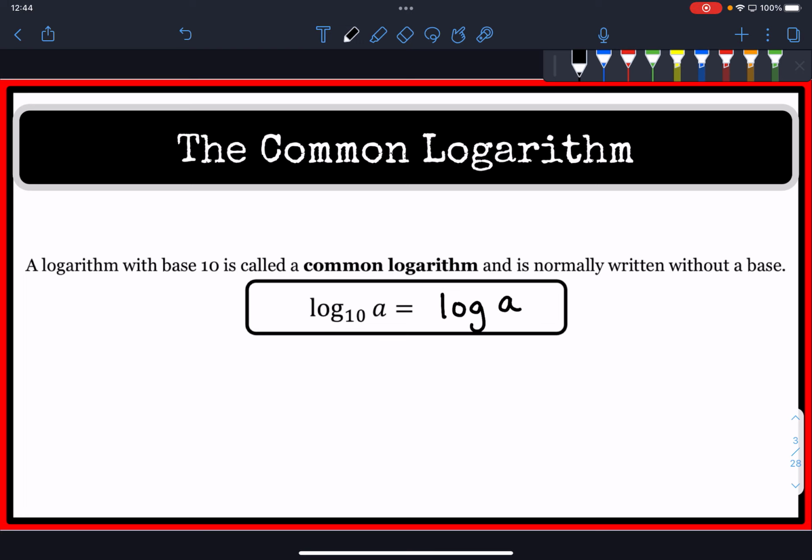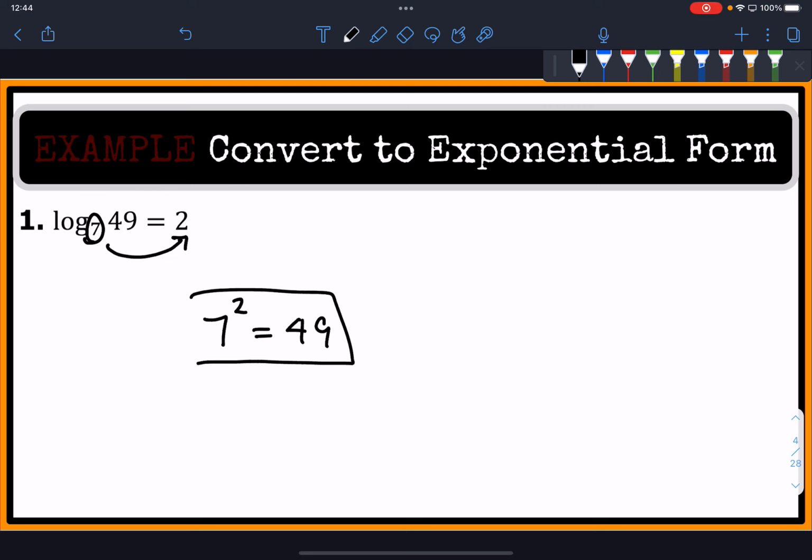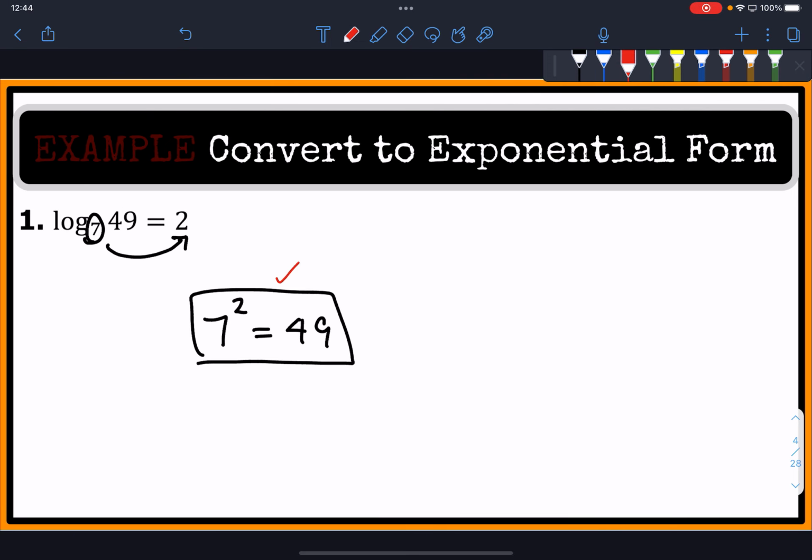So let's look at some examples of how to write these logs in exponential form. Let's say we have this logarithmic equation. We want to convert it to exponential form. Here, I would start by identifying the base, which is 7. I would raise it to the power of 2, and that will equal 49. So log base 7 of 49 equals 2 is equivalent to 7 to the second power is equal to 49. And look, it fits again. The equation is true. If I raise 7 to the second power, it does in fact equal 49.